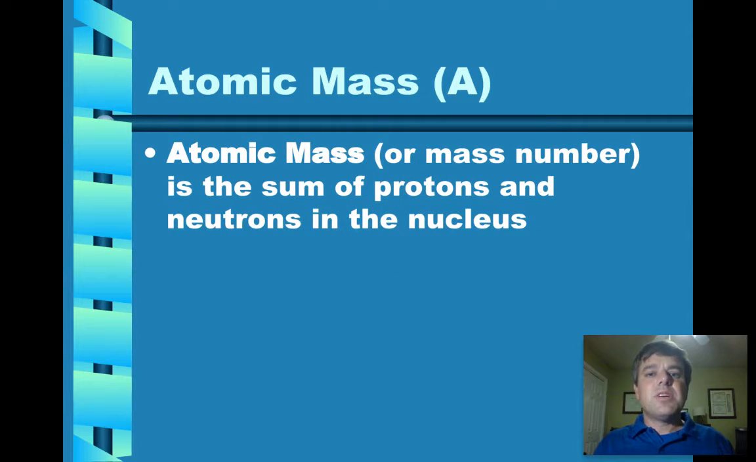Next, we have atomic mass or mass number. That is the sum of the protons and neutrons in the nucleus. So you count up protons plus neutrons, and that's the atomic mass. That number does not appear on the periodic table. I'll explain that other number on the periodic table next week.